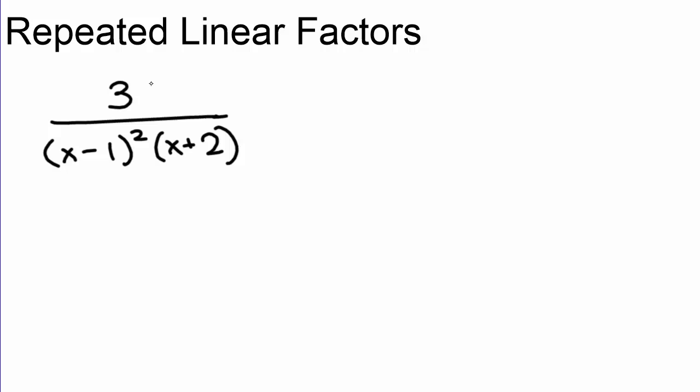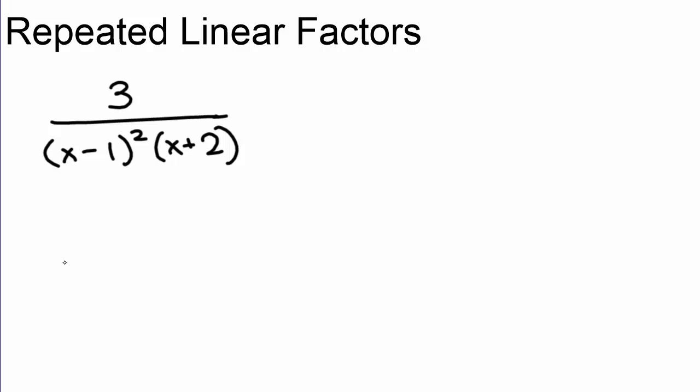Well, first we check the degree of the top is less than or equal to the degree of the bottom. The degree of the top is 0. The degree of the bottom is 3, x cubed, if we multiplied all these out. There's an x squared coming from here and an x coming from here. So what can we say about what this form should be?